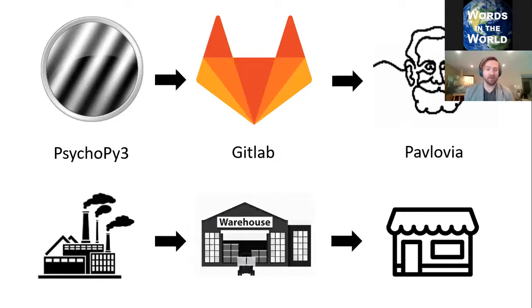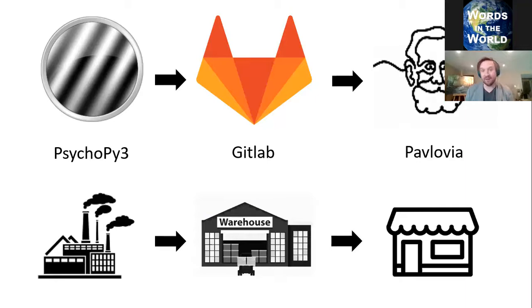So thinking about a product, we basically build our products in a factory, and that would be PsychoPy3. Once you've built your product, you need to store it somewhere while you wait to distribute it, and that would be GitLab. It kind of acts as the online warehouse, or in the lingo of Git, it would be called a repository.